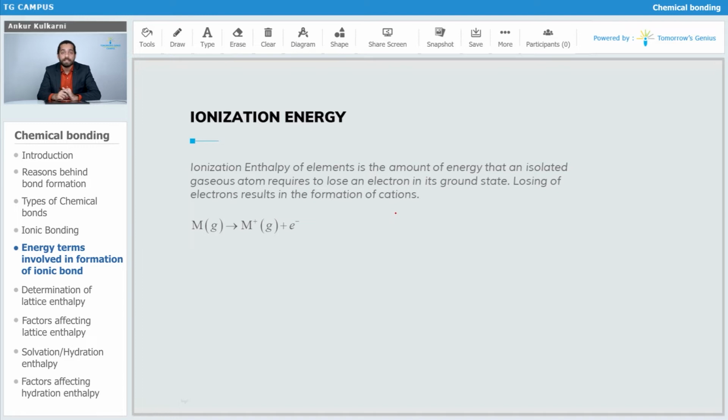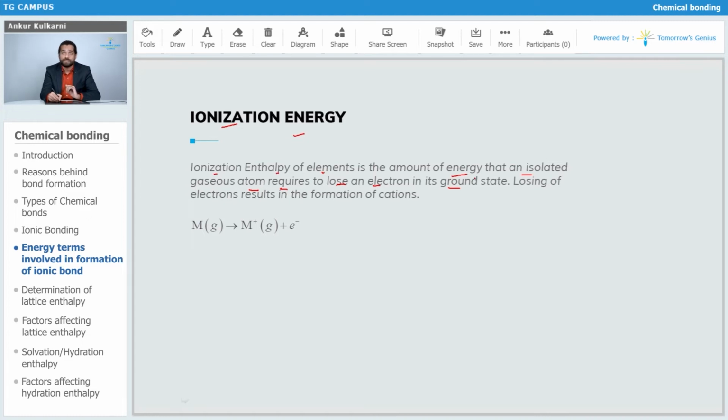Now, as the name suggests, ionization energy means something is getting ionized. And what do we mean by ionized? One atom or element is getting converted into ionic form, and that atom or element is already in the gaseous state. So we can say that ionization enthalpy of an element is the amount of energy that an isolated gaseous atom requires to lose an electron in its ground state. This is important: that atom is in the gaseous state. That is how you will get the ionic form of the element, correct?